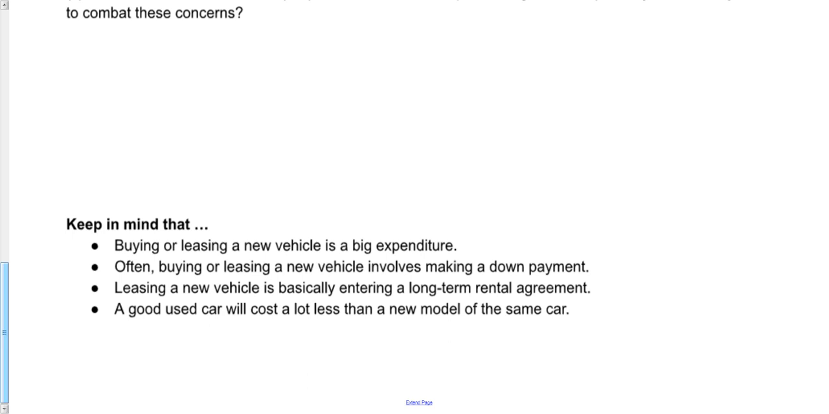Leasing a new vehicle, again, is basically like renting a vehicle for a long period of time, usually about 4 years or so. And finally, a good used car is going to cost you a lot less than a new model of the same car year. So if you're trying to figure out what car you're going to buy, you should strongly consider what you actually want versus what you need in a car, and make sure that you're choosing based on the practicality of it as opposed to just the emotional attraction to having a new ride, as it were.